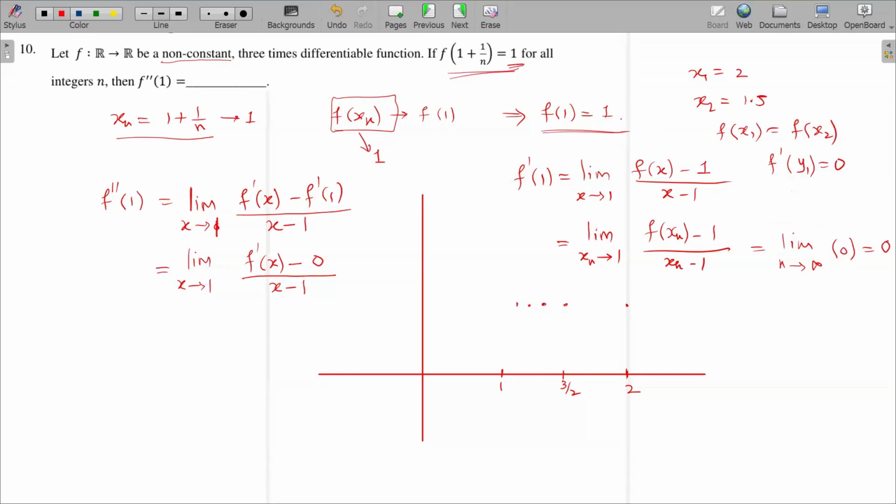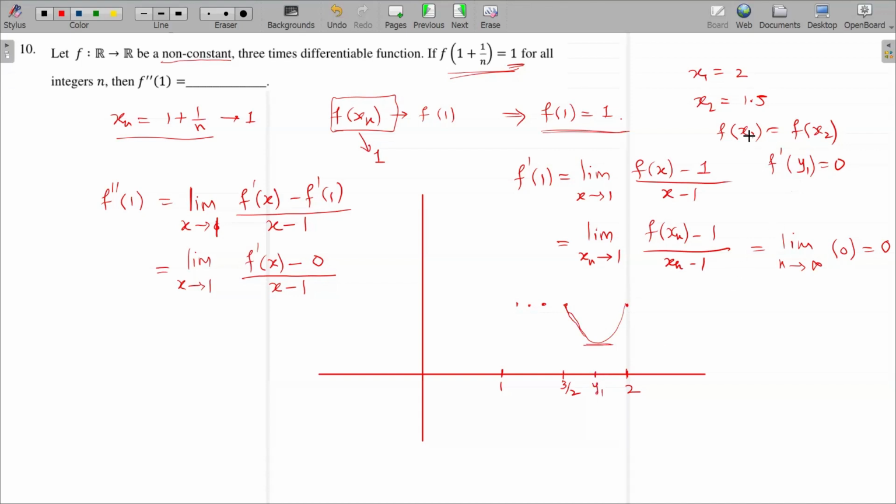You understand? You want to travel from here to here, and either you can go like this or like this, or maybe more curves you can have. Suppose I'm going like this. Then there is a point where the derivative is 0. So that is my y1.